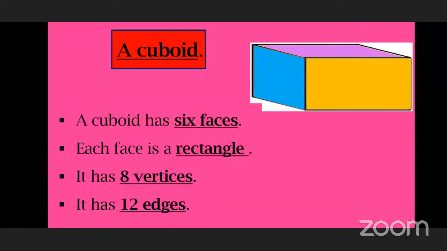Now we will see a cuboid. This also we have seen. Just have a revision of it. The features of a cuboid: it has 6 faces like a cube, but the difference between a cuboid and a cube is that its faces are rectangles. It has 8 vertices and 12 edges, the same as a cube has.